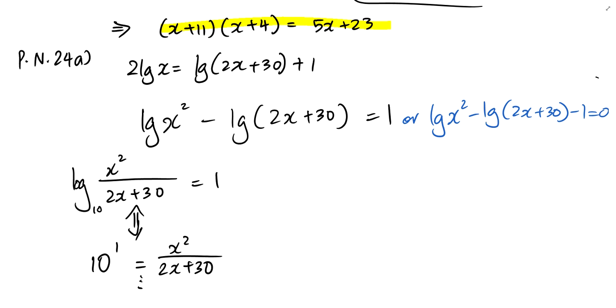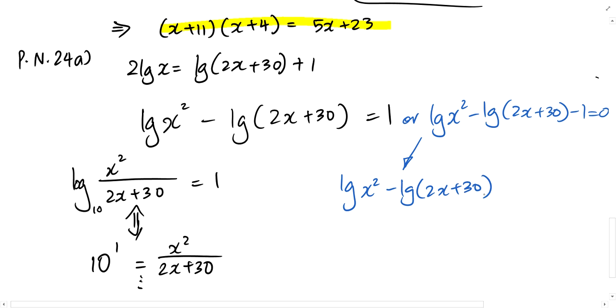Now in blue color, here I have log x squared minus log(2x + 30) minus log 10 equals 0. So I get log of x squared divided by (2x + 30). Then I divide it by 10 again.